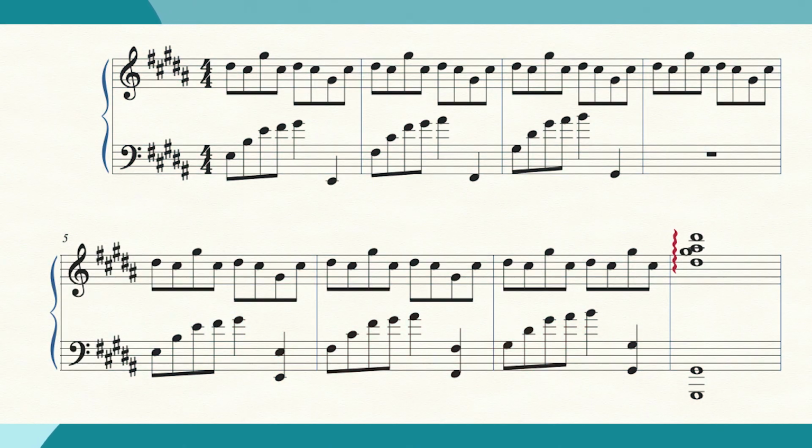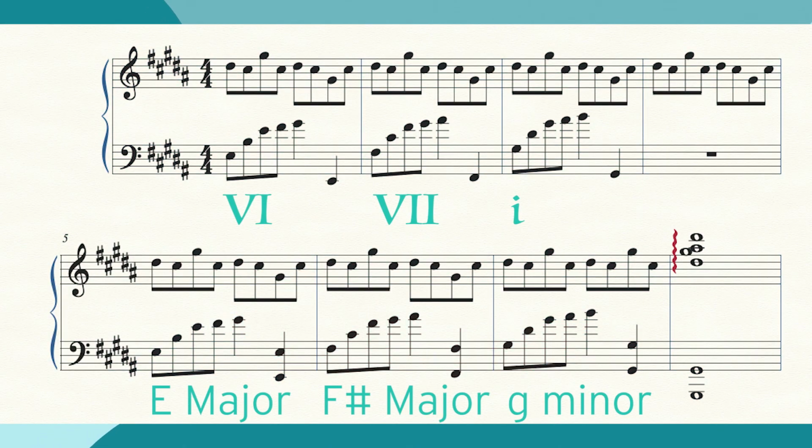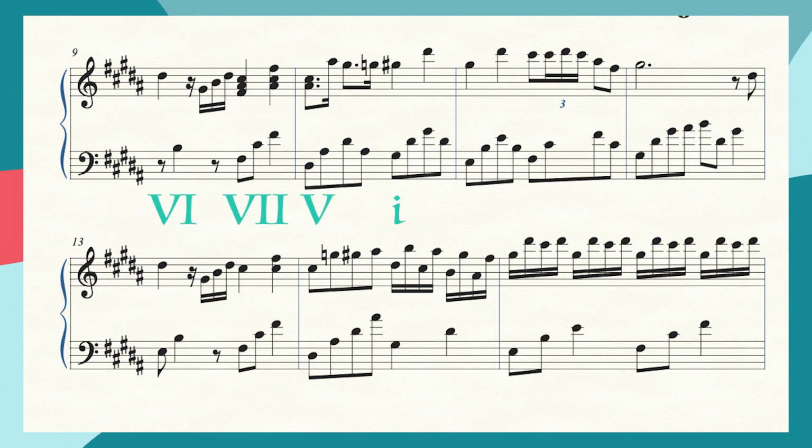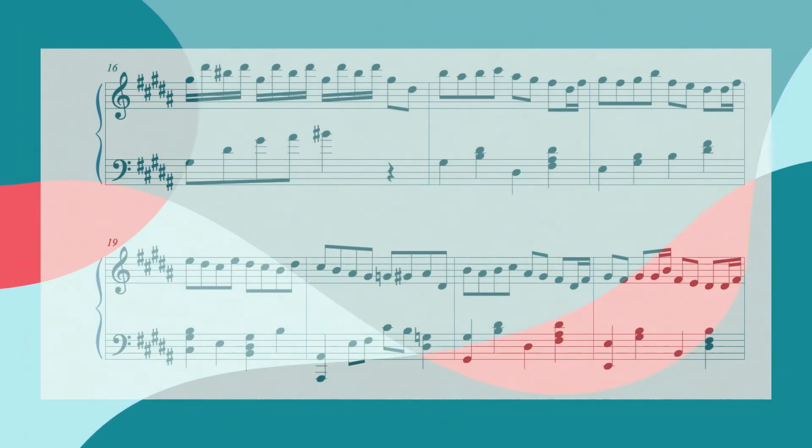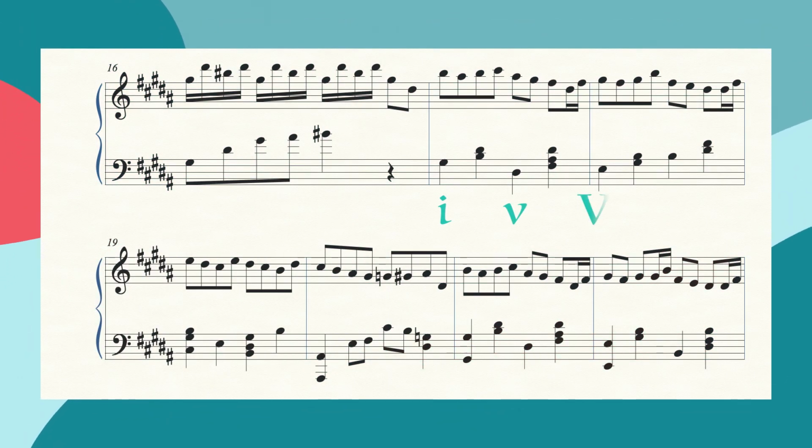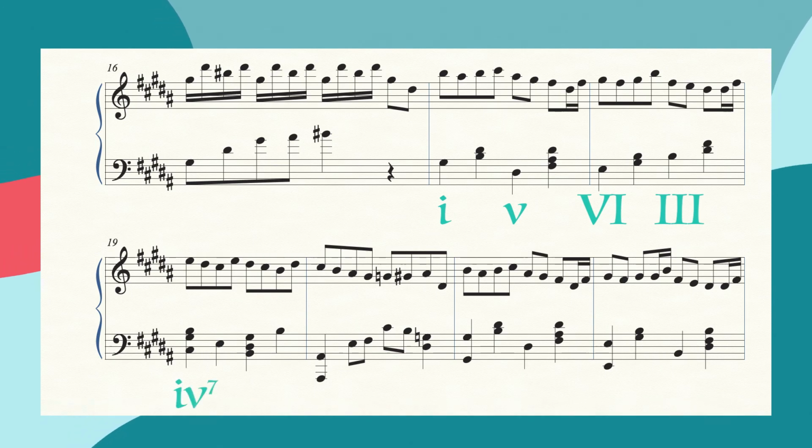Okay, so the introduction does a 6-7-1 progression. Then the first section does a chord progression of 6-7-5-1 back to a 6-7-1, like the intro. So basically it starts off on E major 7th, F sharp major, D sharp major, G sharp minor, and then the same as the intro. After that is the next section, which is a string of chords which goes from 1, 5, 6, 3, 4, 1, 2, 5, 1.